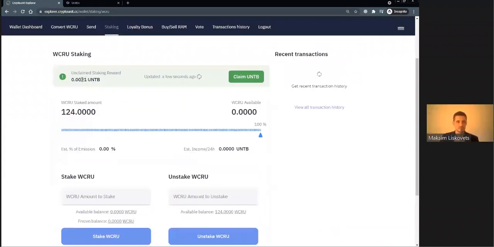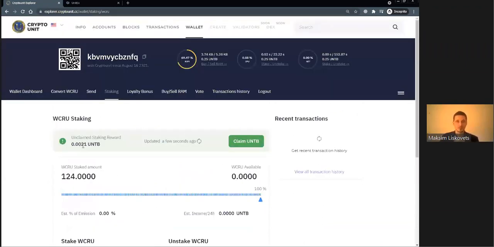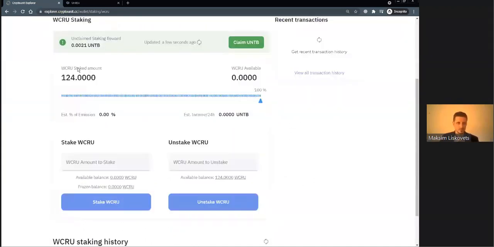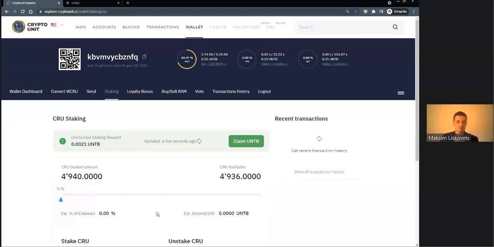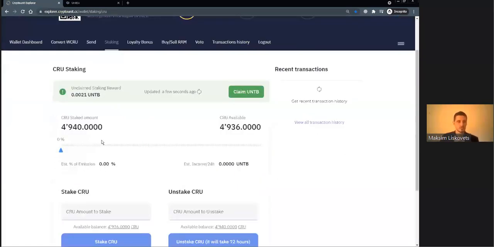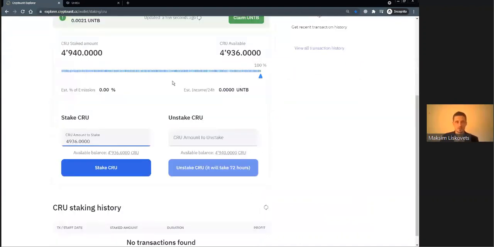And you may see that the process goes on, and here already I have 0.0021 UNTBs, and a bit later we will come back to it to see how many UNTBs will be mined during our session. Well, this is all about World CRU staking. You may stake CRU for CRU, quite similar. For instance, you may stake and select the relevant number of CRUs to mine UNTBs. Quite similar, no difference.